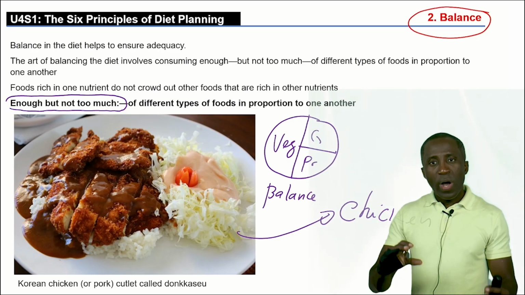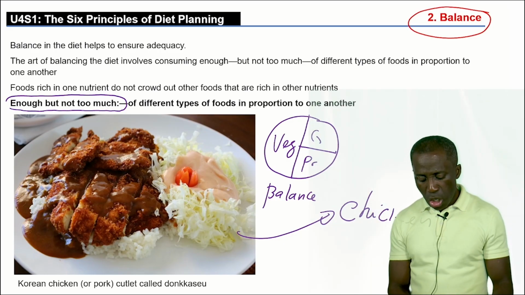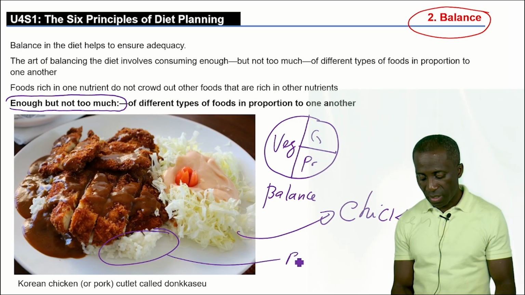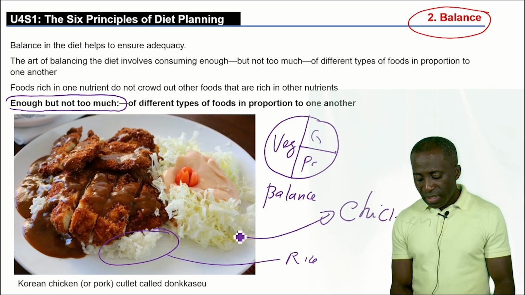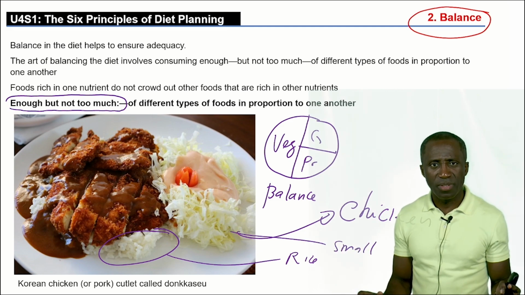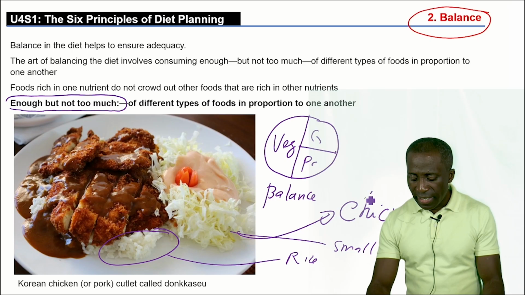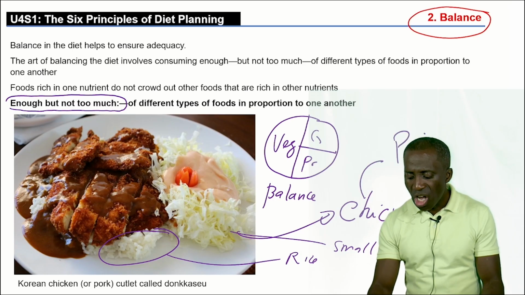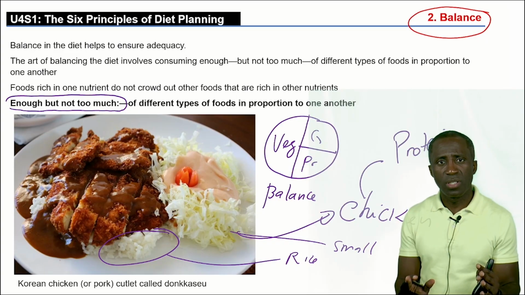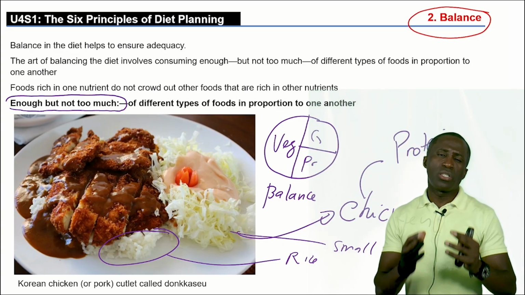And we have so much chicken on top of the rice that you actually see here, okay? The vegetables, so small, almost no vegetables. So what we understand is this plate has a lot of proteins, almost no vegetables. So this plate is not balanced.